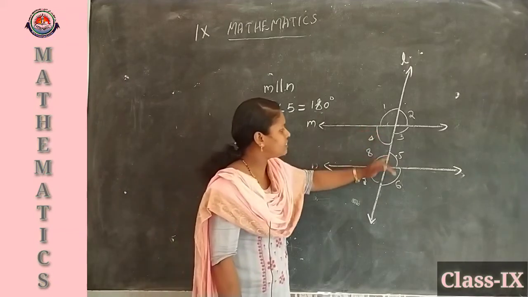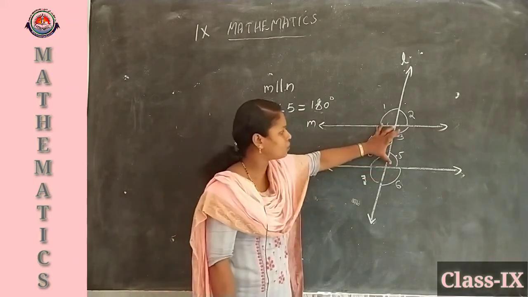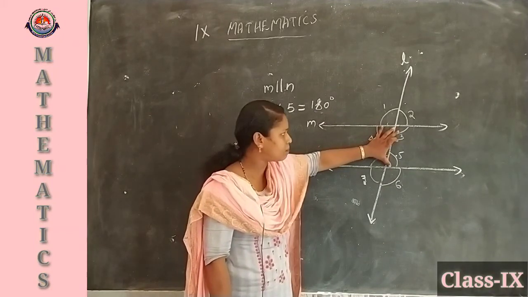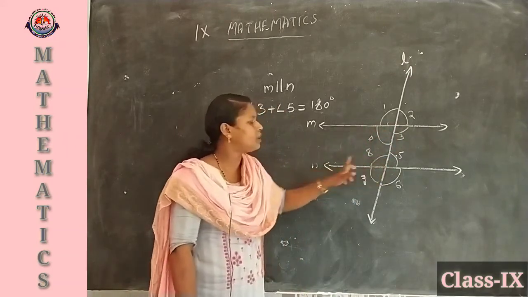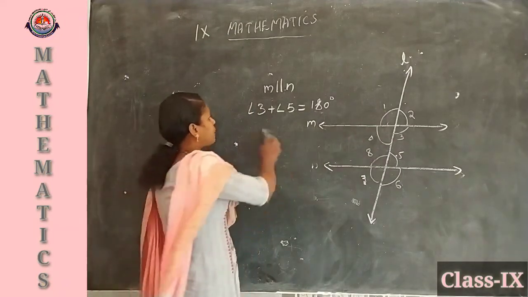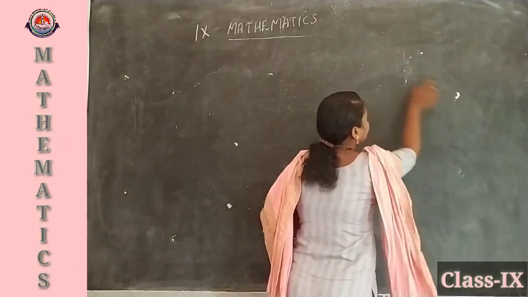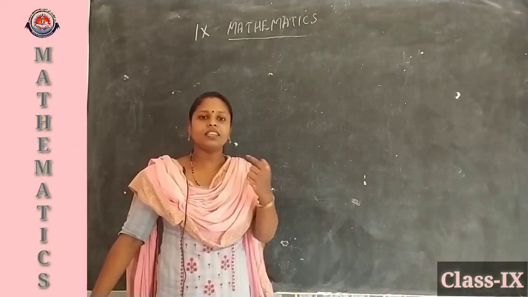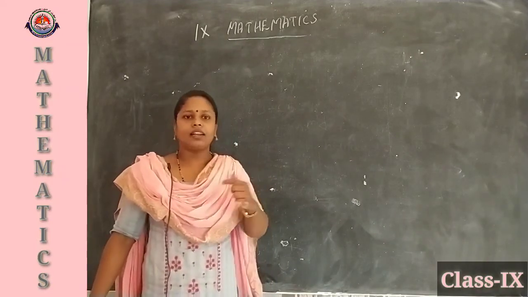First, the lines are parallel. If these two lines are parallel, then the pair of co-interior angles are supplementary. And if they are supplementary angles, these lines will be parallel. I think it is clear. First we discussed corresponding angles. That is, if the lines are parallel, the corresponding angles will be equal. And if it is given that the corresponding angles are equal, the lines will be parallel.